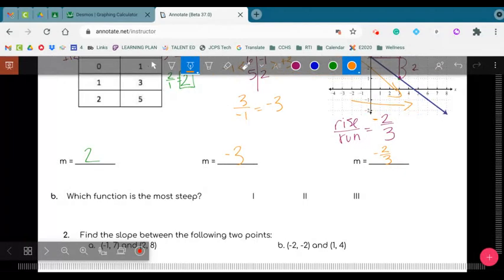Now, which one is the steepest? The steepest is going to be your largest number. It doesn't matter whether it's negative or positive. You can take away the negative. The biggest number would be our 3. So the second function.